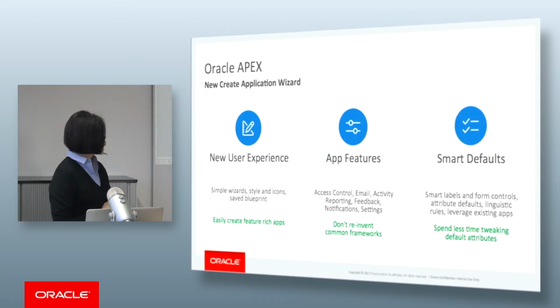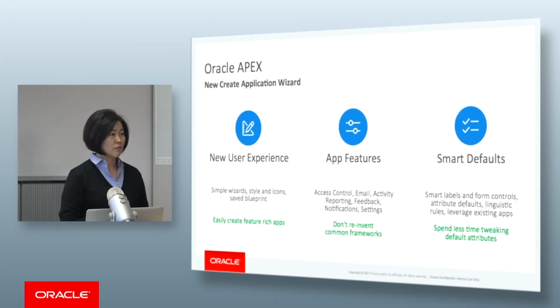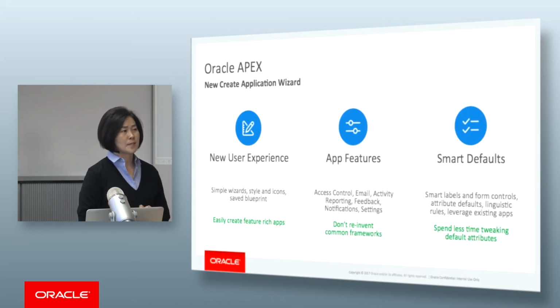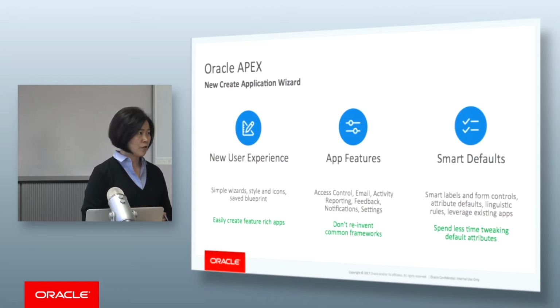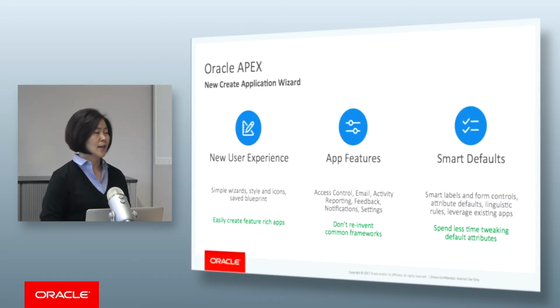Okay, so the new Create App Wizard. This one is actually currently available from apex.oracle.com, and you can try out this new feature as an extension within apex.oracle.com by going into the workspace if you have one. If you don't have one, you can sign up for a workspace at our hosted external site.